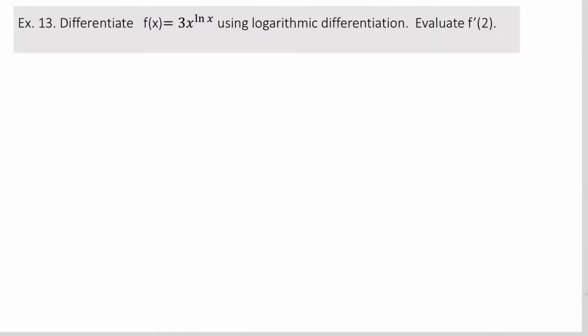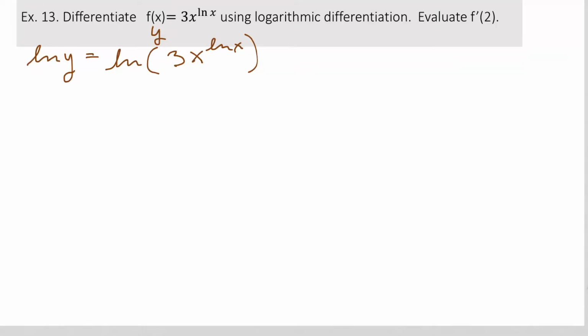So here I go again. I'm going to differentiate this function using logarithmic differentiation, and then I'm going to evaluate it at 2. So the first thing we're going to do is take the log of both sides. So this is y. So the natural log of y equals the natural log of 3x to the ln of x. Now I'm going to rewrite using my log properties wherever I can.